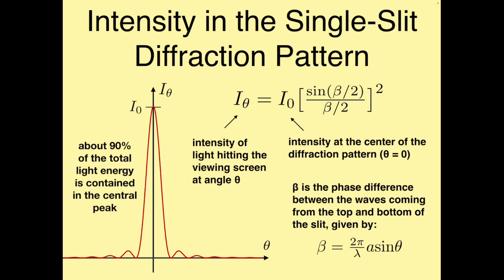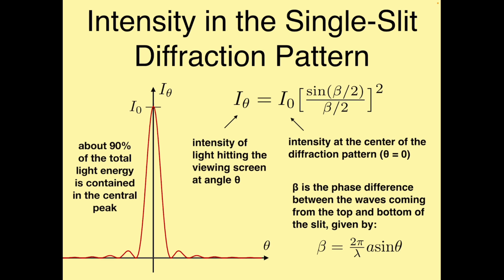That would represent the phase difference between the wave coming out of the very top of the slit and the wave coming out of the very bottom of the slit. That's what it represents. But it's equal to, as we worked out, 2 pi over lambda times a sine theta. So that's what goes in here for beta. So we have everything we need to calculate intensity.